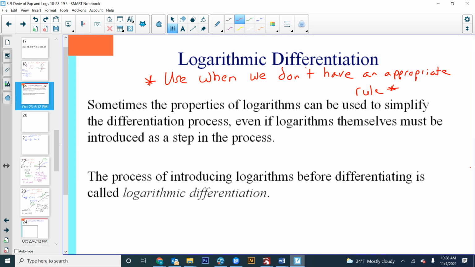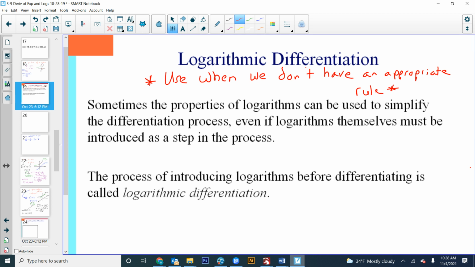I don't know you. You're not a power rule. You're not a chain rule. You're not an exponential e to the x rule. You're not an a to the u rule. You're not an ln of u rule. You're not a log base a of u rule. I don't recognize you at all. Oh no. I better use a logarithmic differentiation.